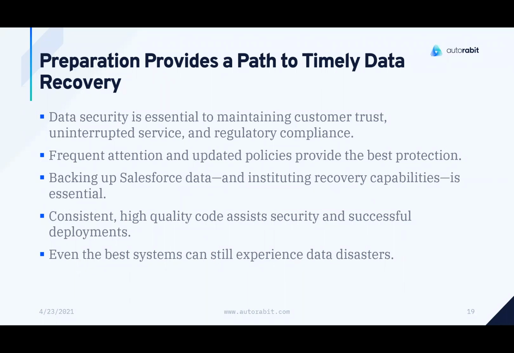So it's important to understand that we're not always 100% secure at all times, but it's also important to follow some of the best practices to get as close to 100% as possible.